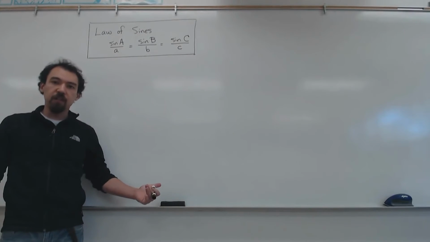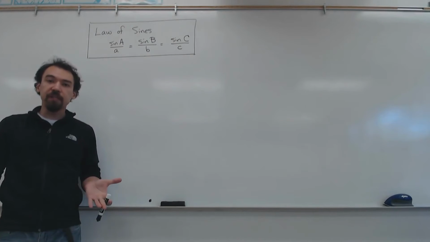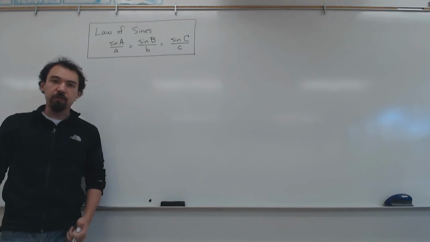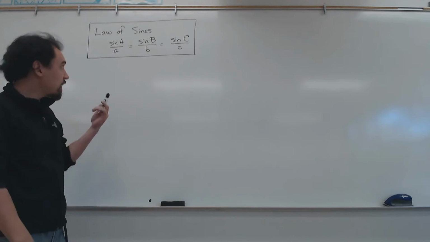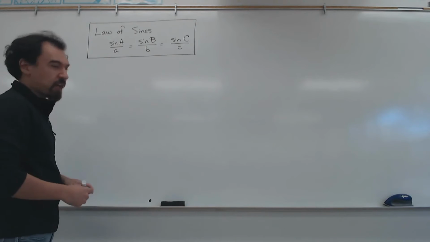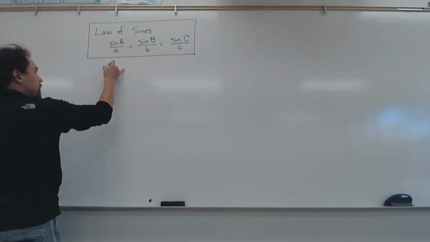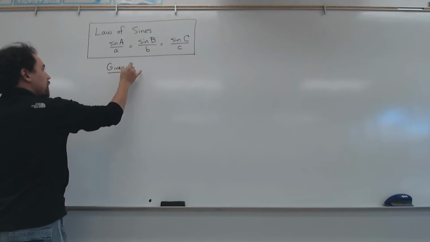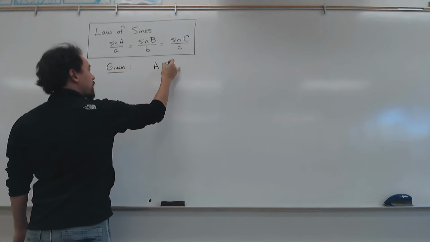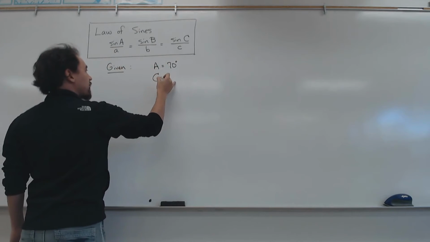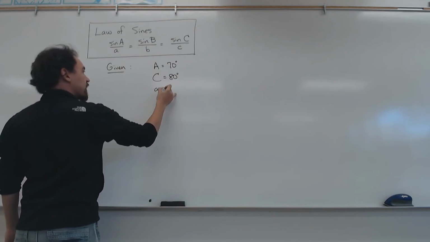Great, so we have the law of sines, but the question is, what can you do with the law of sines? We're going to solve some triangles, meaning if you give me some information about the side lengths and the angles, then I'm going to find the rest. So our first example, let's imagine that we're given angle A is 70 degrees, angle C is 80 degrees, and side length a is 10.